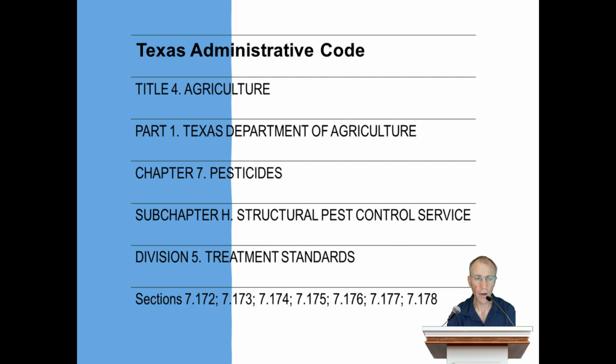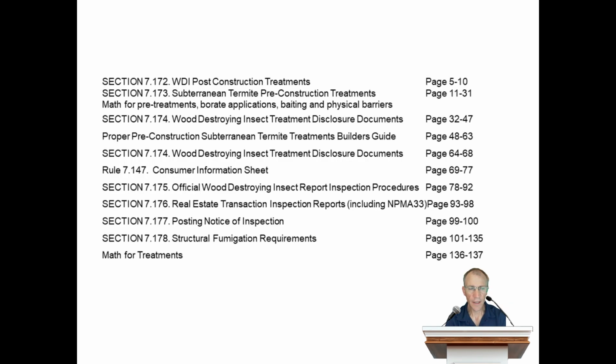7.173, 7.174, 7.175, 7.176, 7.177, 7.178. In this training, we'll have Section 7.172, WDI, Post-Construction Treatments. Section 7.173, Subterranean Pre-Construction Treatments. Math for pre-treatments, borate applications, baiting, and physical barriers.